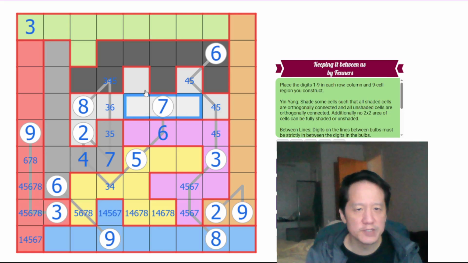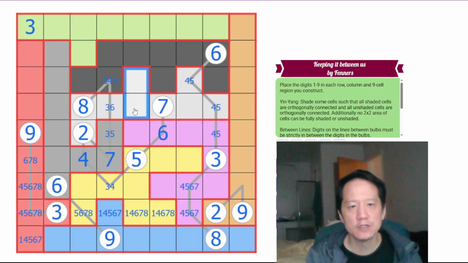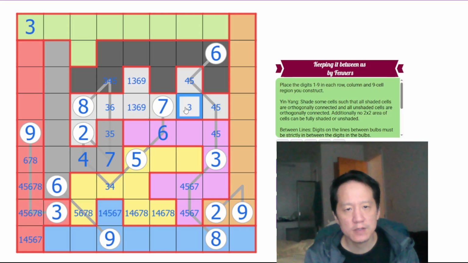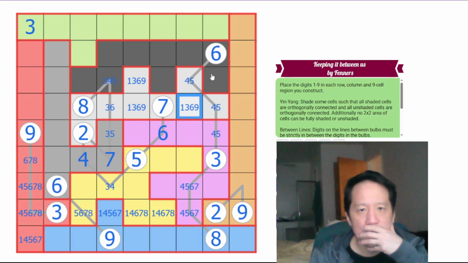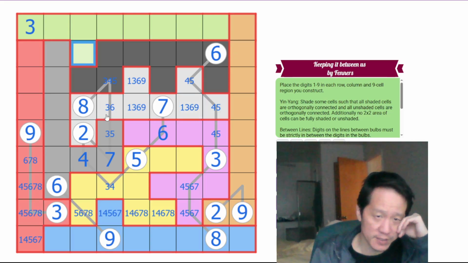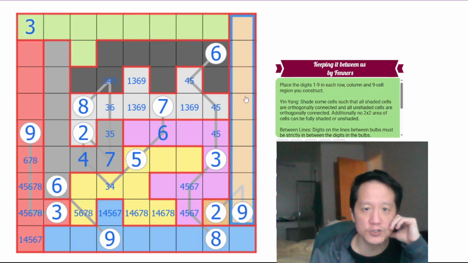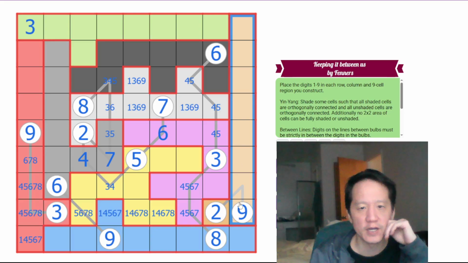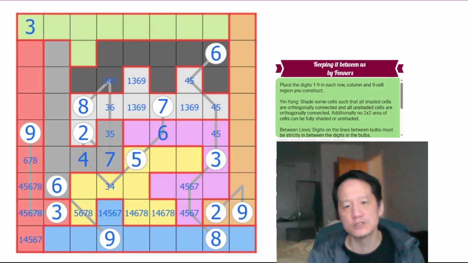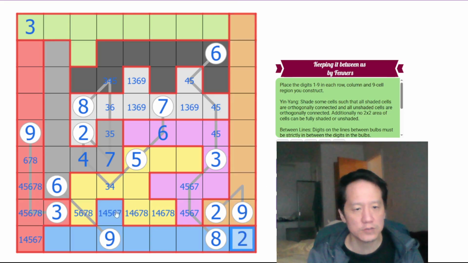The rest of this white region has to be 3, 6, 1, and 9. This digit is the same as that digit because we have a region that... Okay, this 2, where is a 2 in column 9? Cannot be any of the orange regions, so it must be here. So this is a 2. This is between 2 and 8. That's fine.